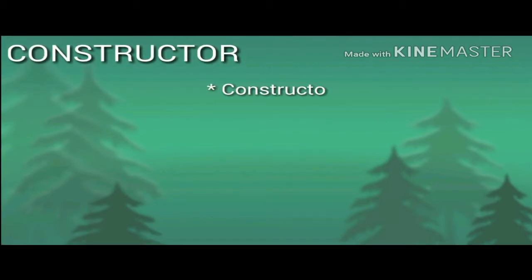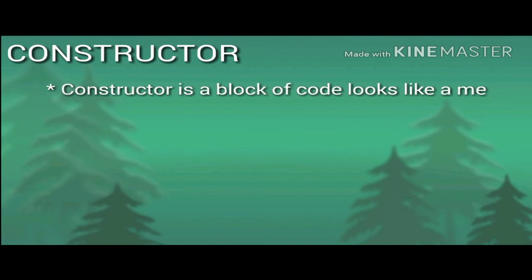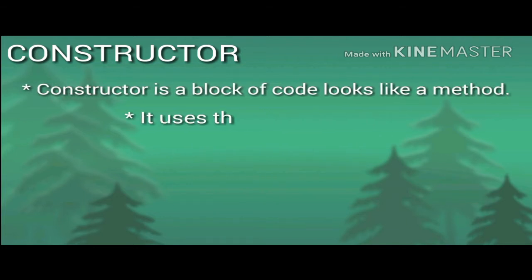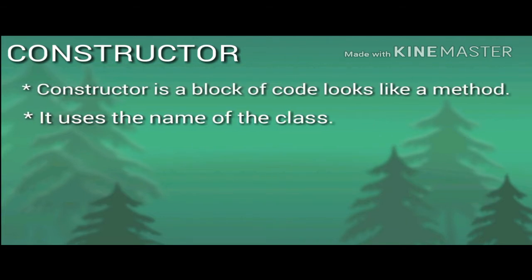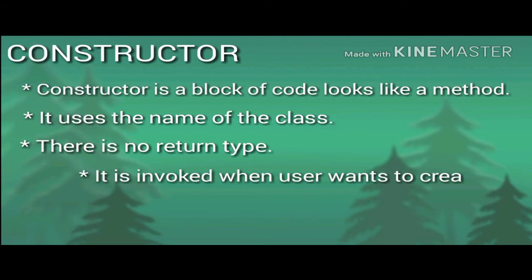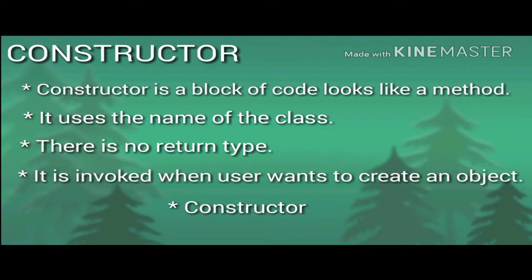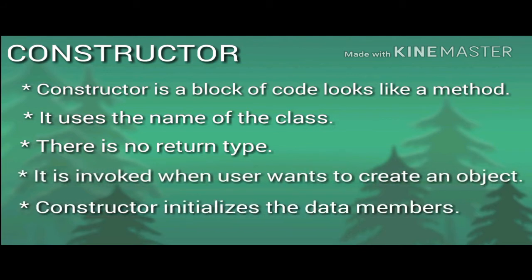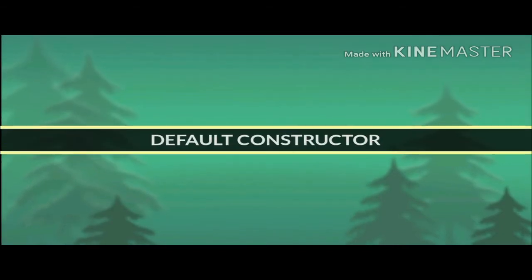A constructor is a special method, or you can say a block of code that looks like a method. It has the same name as its class name and there is no return type, as in the case of a method. It is invoked to create an object and its purpose is to initialize the data members. Let us feel it by an example.